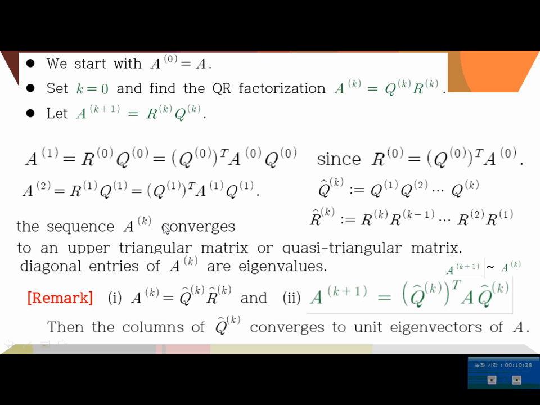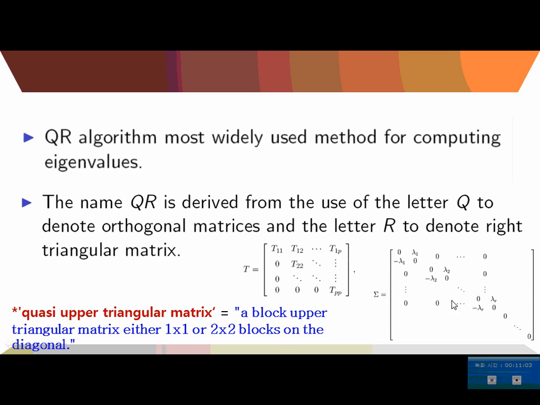And the most important thing is that this sequence A_k converges to an upper triangular matrix. In that case, all the eigenvalues are on the main diagonal. So you can easily find the eigenvalues without solving the polynomial. Or it converges to a quasi-triangular matrix like this or this, the quasi-upper triangular matrix.